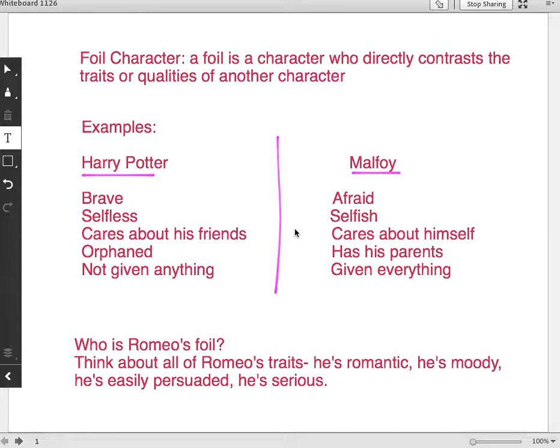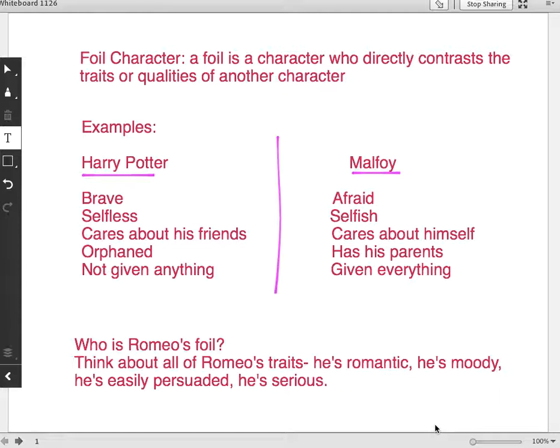Now that we've talked about Shakespearean tragic hero archetypes, let's look at this idea of foil characters. Foil characters are important in Romeo and Juliet because they help us understand Romeo's main purpose in the play and help us understand the choices he makes as our tragic hero in the play. A foil character is a character who directly contrasts the traits or qualities of another character.